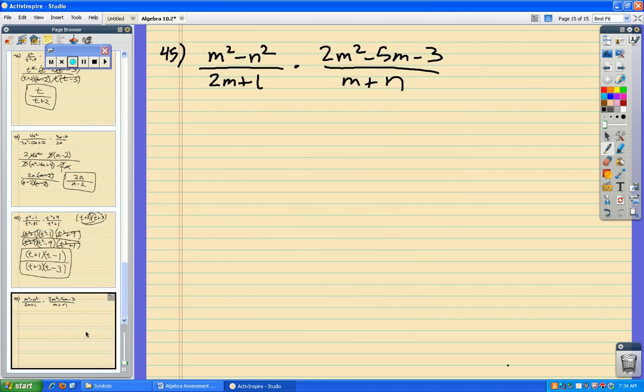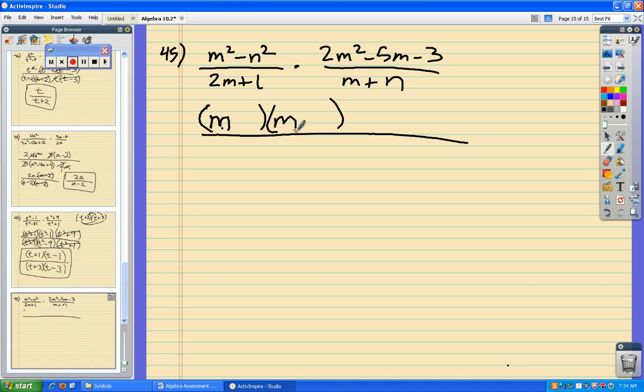Last one, 45. One big fraction. m squared minus n squared. Two terms, nothing in common, but they're subtractions, so we'll go 2 sets. First terms multiply to m squared. m and m. The last terms have to multiply to n squared. Plus n minus n.